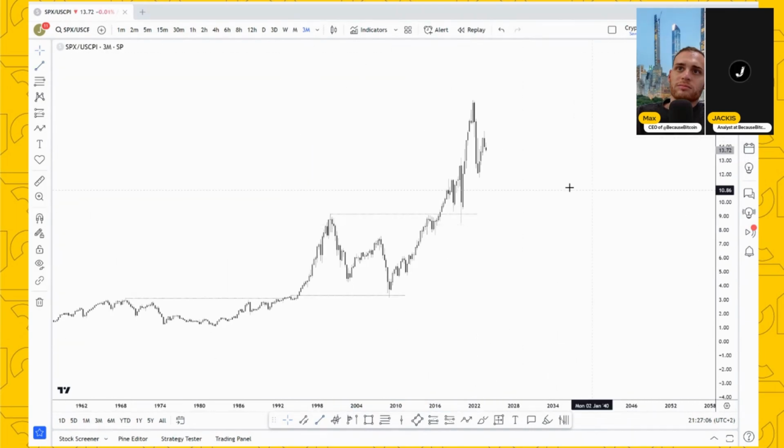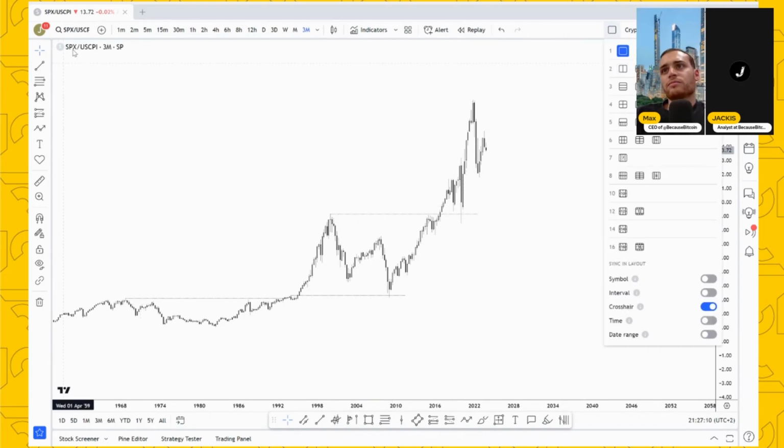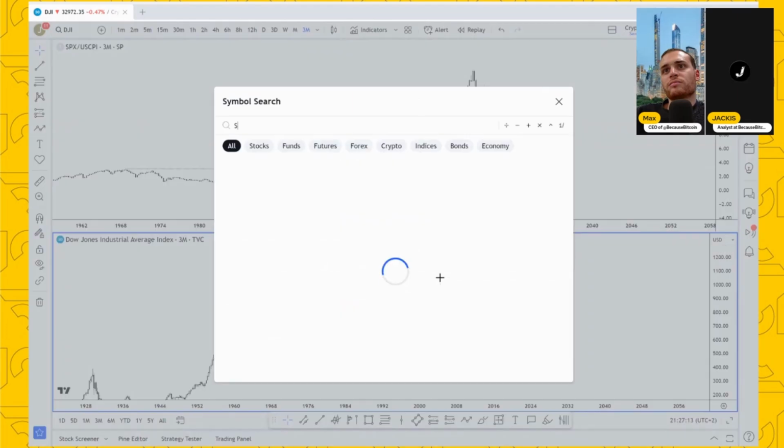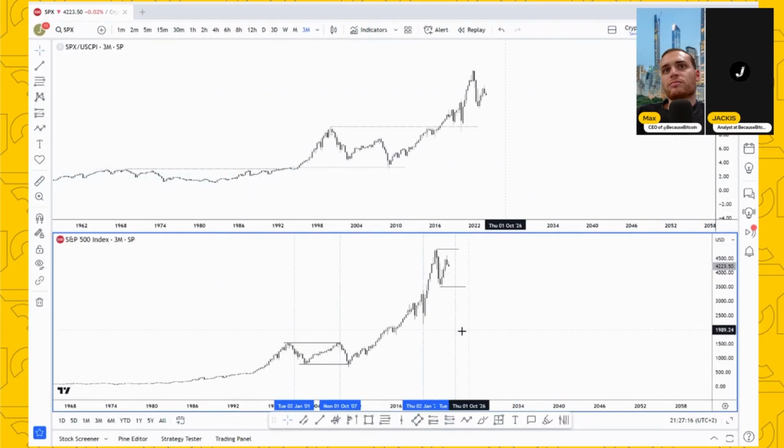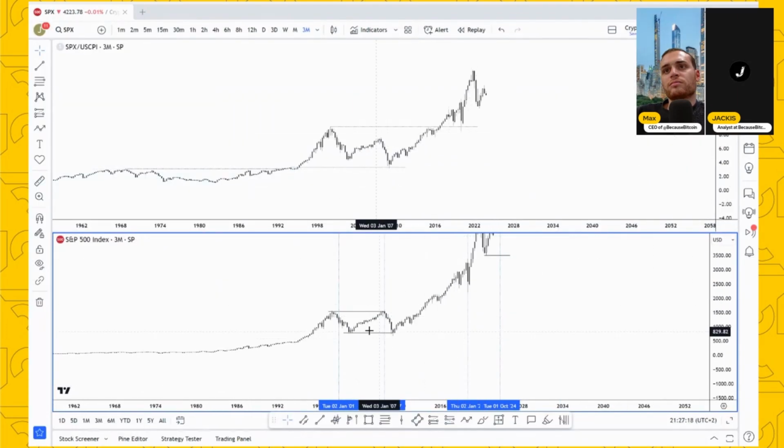Now, by the way, let's compare this one during COVID, and this is SPX, with the real SPX chart and see what we have there. So in reality, let me remove these.